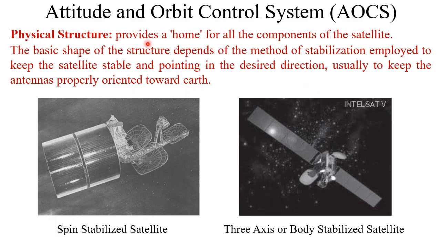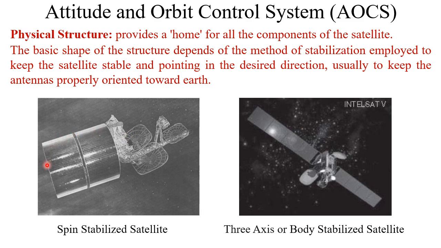The physical structure provides a home for all the components of the satellite. The basic shape of the structure depends on the method of stabilization employed to keep the satellite stable and pointing in the desired direction, usually to keep the antennas properly oriented towards Earth. Actually, two kinds of stabilization are used. In older satellites, they used spin stabilized systems, and nowadays instead of spin stabilization, they use 3-axis or body stabilized technology.